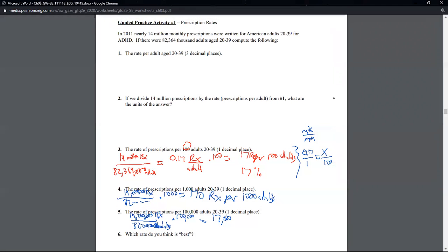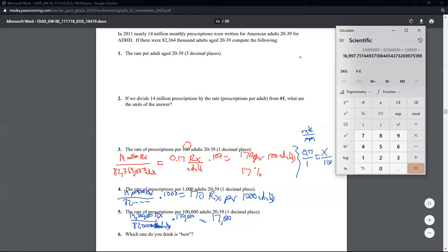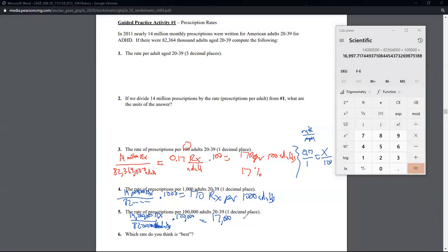Oops, what happened there? So a more accurate answer is 16,997.7, and that would be prescriptions per 100,000 adults.